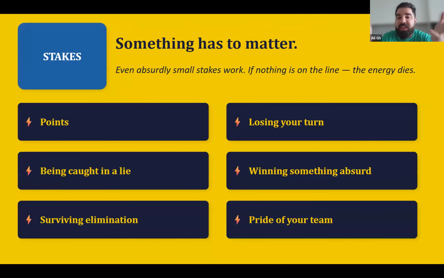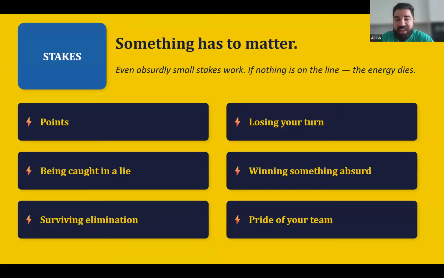And stakes: something has to matter. It doesn't matter what, but something must be there for them to care. For me, it's stickers, points, being caught in a lie, all of these things. For different games, these are all ways you can make things matter. I create so many fake currencies in the class that sometimes I lose count. It's very funny. I tell kids, all right, you have 5 points and this team has 6 points, and the points don't mean anything. I'm just making up numbers because kids love getting those numbers higher.